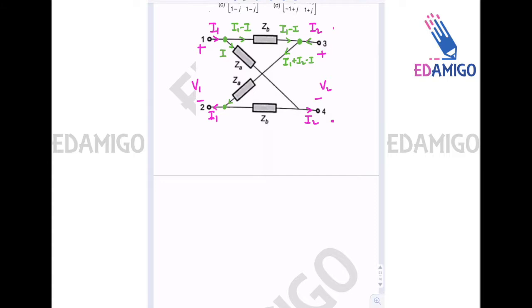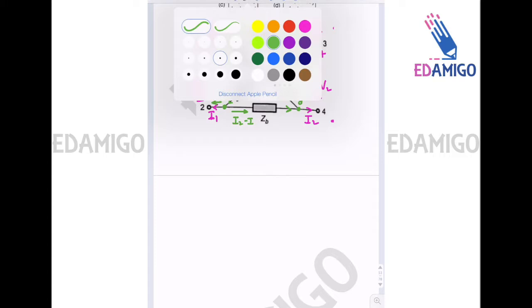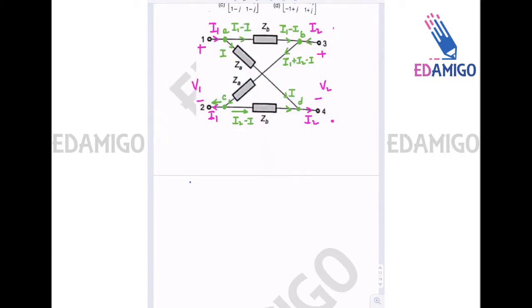Now at this node, since I1 goes out, in this branch the current will be I2 minus I. Now since I is coming here and I2 minus I is coming here, so I will go out. So KCL is satisfied at all the nodes. So this is node A, this is B, this is C, this is D. Now let us solve the KVL loop A, B, C, D, A.